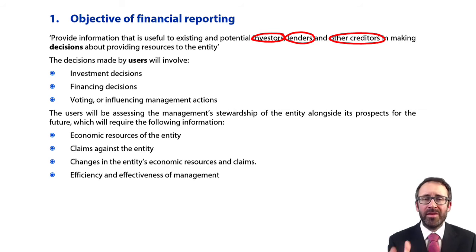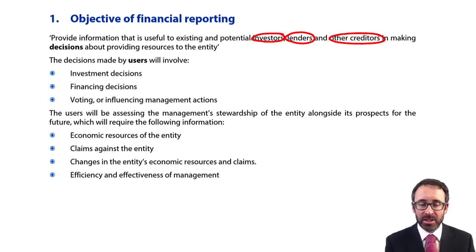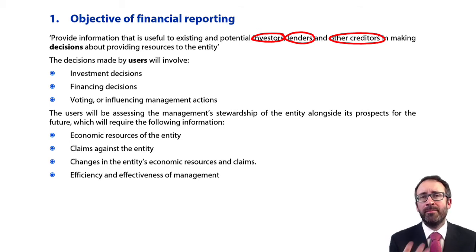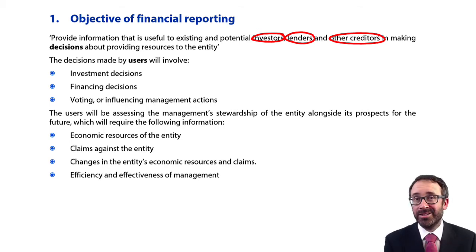So they're looking at the investment decisions, the financing decisions, and then also the influence on what management do. That's particularly relevant with regards to other creditors recently, particularly in the UK, where businesses have been struggling. They've not been paying suppliers. They've not paid the taxes, and Revenue and Customs have come through and tried to influence the decisions made by management by saying, look, if you don't do X, Y, and Z, then we're going to make sure we put this business into administration. So the users will need that information.